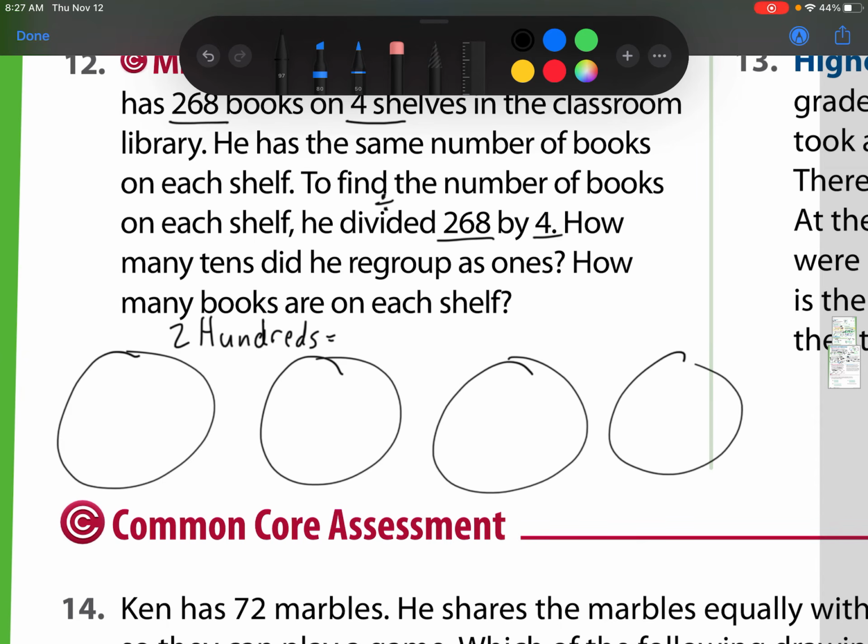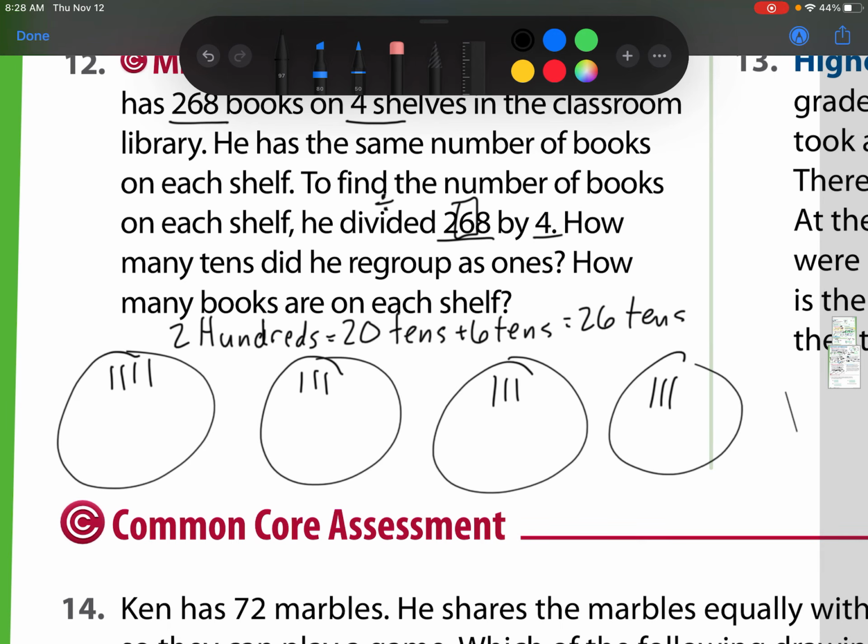I have to regroup those as 10s. So 2 hundreds, well, that's equal to 20 10s. And then I already have 6 10s right here, plus 6 10s. So what is that? That's 26 10s. So now we can break that up. So we have 1, 2, 3, 4, 5, 6, 7, 8, 9, 10, 11, 12, 13, 14, 15, 16, 17, 18, 19, 20, 21, 22, 23, 24, and we'd have 2 10s left over.